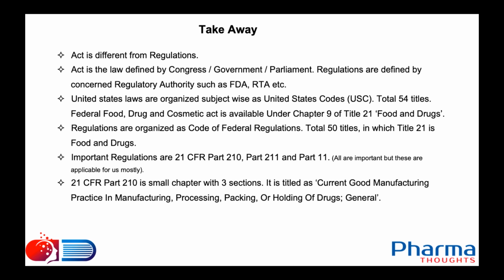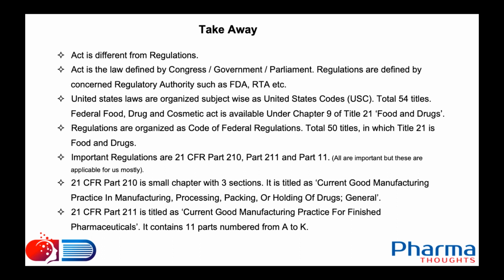21 CFR Part 210 is a small chapter with 3 sections. It is titled as Current Good Manufacturing Practice in Manufacturing, Processing, Packing or Holding of Drugs General, which tells the status, applicability of GMPs and definitions. Whereas 21 CFR Part 211 is titled as Current Good Manufacturing Practice for Finished Pharmaceuticals. It contains 11 parts numbered from A to K. Hope this is clear. We will discuss about Part 210, Part 211 and Part 11 in other videos in detail.